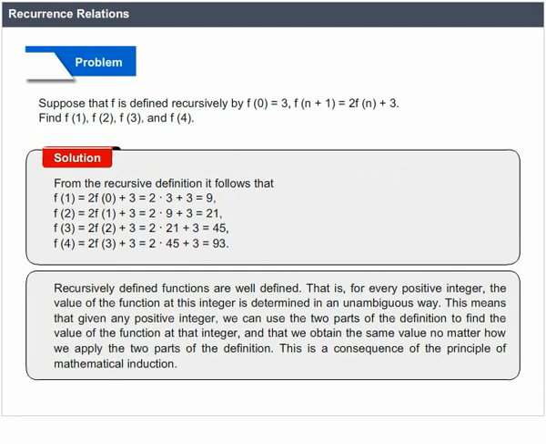Recursively defined functions are well defined. That is, for every positive integer, the value of the function at this integer is determined in an unambiguous way. This means that given any positive integer, we can use the 2 parts of the definition to find the value of the function at the integer, and that we obtain the same value no matter how we apply the 2 parts of the definition. This is a consequence of the principle of mathematical induction.